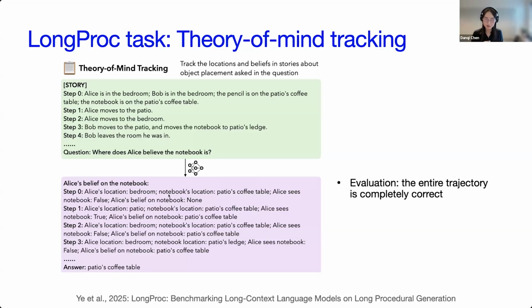So basically, step by step. Finally, we check whether the model is able to get every single step, the entire trajectory, correct, and then finally give you the final answer of where Alice believes the notebook is.